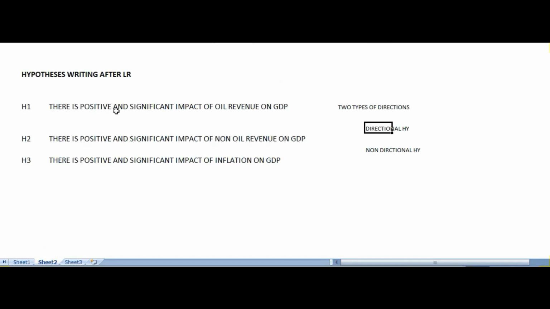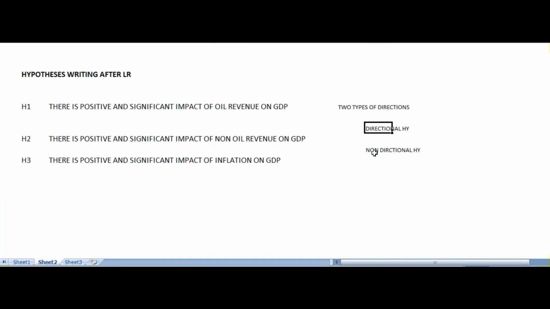So here the prob value is more than 0.05, so we can say that there is an insignificant impact of oil revenue on GDP. So our first hypothesis has been rejected, because our first hypothesis said that there is a significant impact of oil revenue on GDP. Here there is an insignificant impact. Why? Because the prob value is more than 0.05.